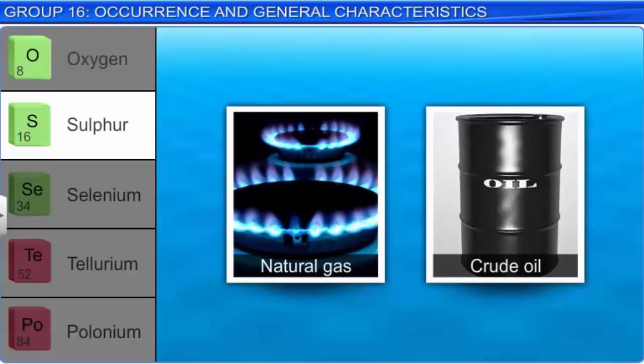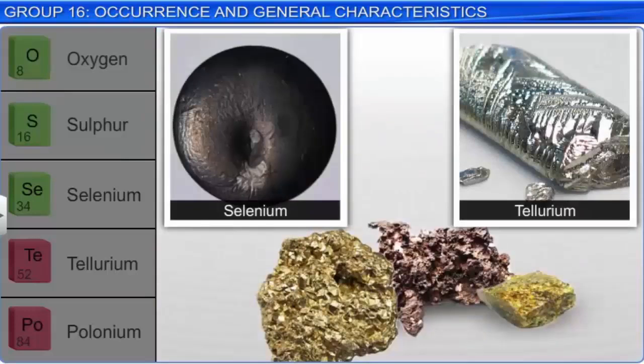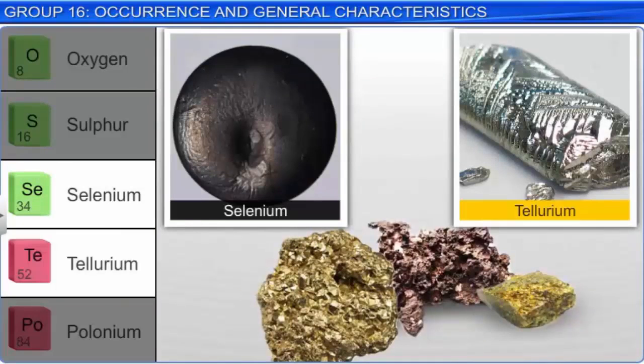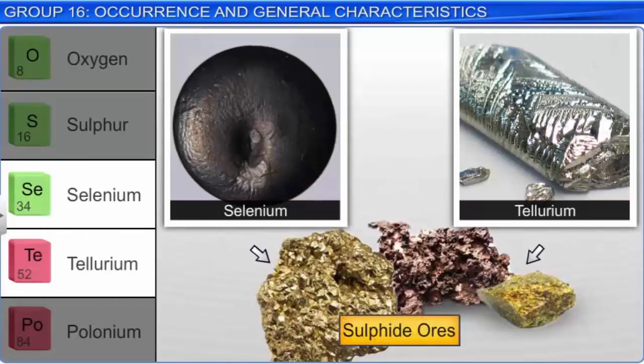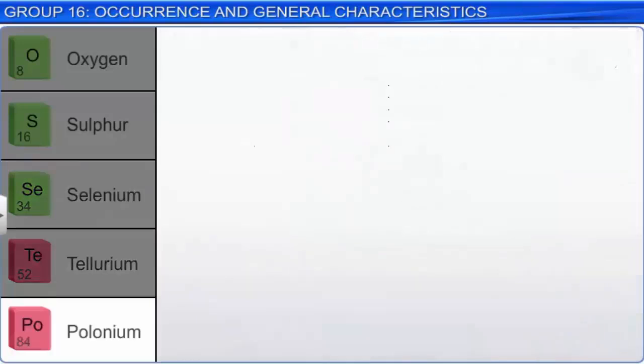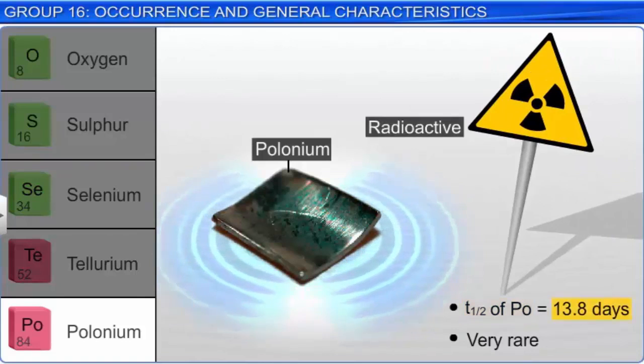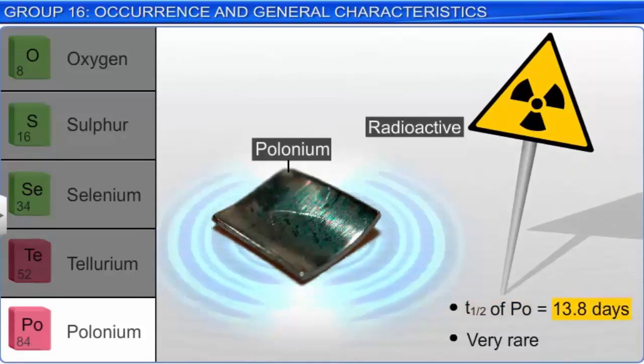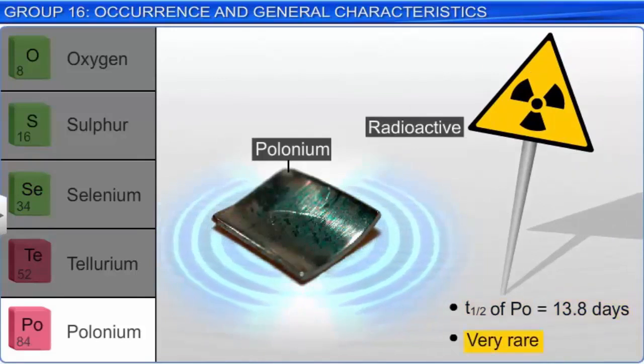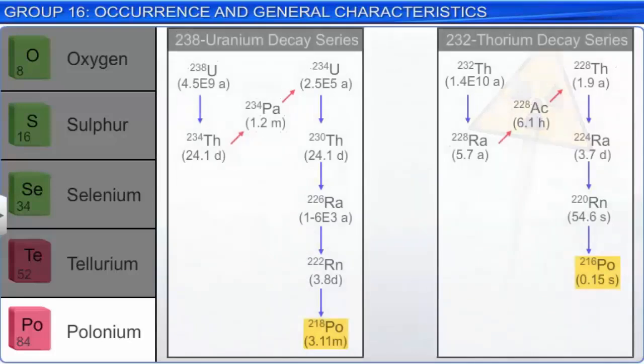Selenium and tellurium are present in sulfide ores as metal selenites and tellurites. Polonium is a radioactive element with a half-life of 13.8 days and is very rare. It occurs in nature as a decay product of uranium and thorium minerals.